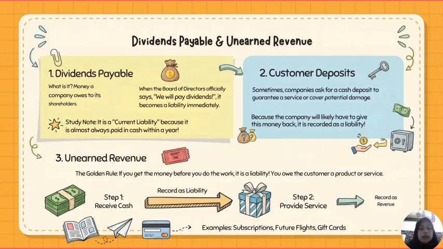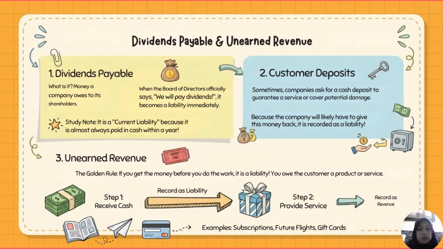And the third one is unearned revenue. For this topic we have a golden rule. If you get the money before you do the work, it is a liability. This is because you owe the customer a product or a service. Let's look at the process shown in the diagram.